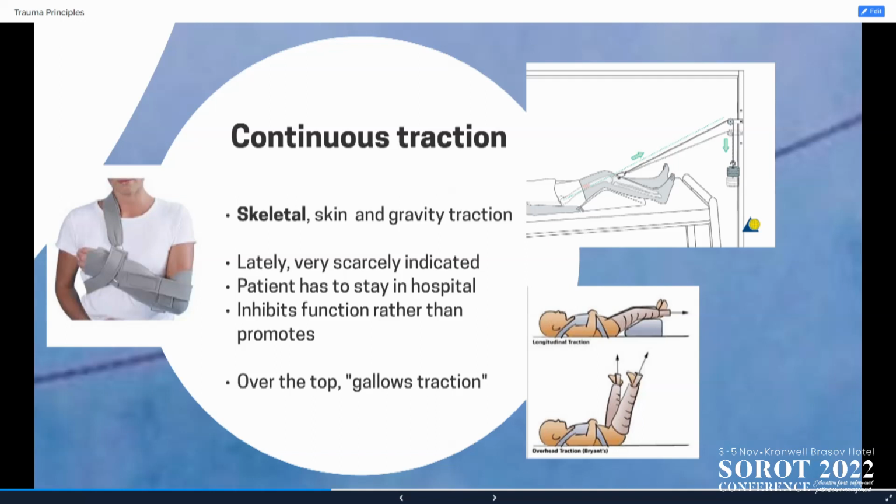Continuous traction was also used historically a lot. Lately, it's very scarcely indicated, except in children where we have the over-the-top or gallows traction. So if you have a femoral fracture in a toddler, I would still treat him with a gallows traction.